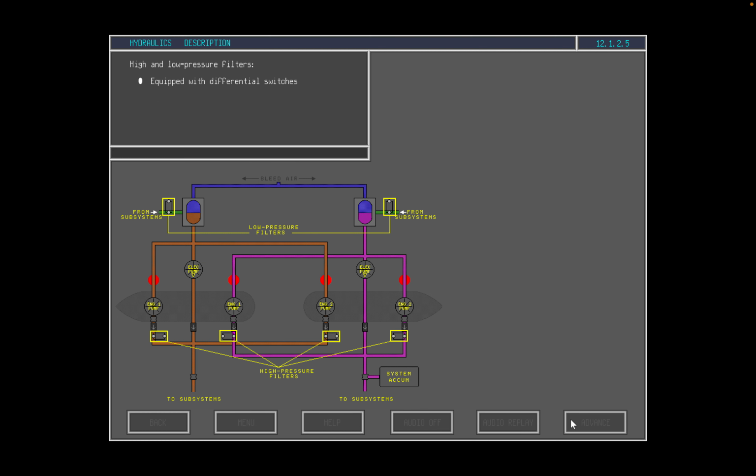High and low pressure filters are fitted in both hydraulic systems. These filters are equipped with pressure differential switches. In the event of a filter blockage, the associated pressure differential switch operates. There is no indication on the flight deck, and system operation is unaffected.